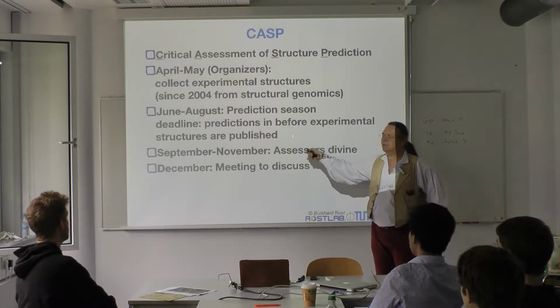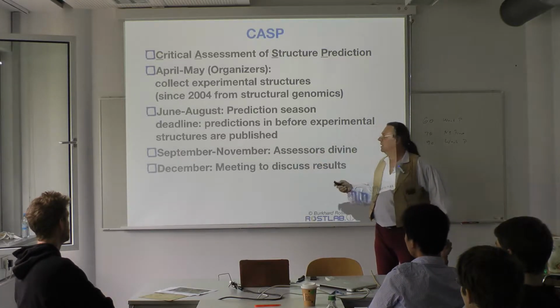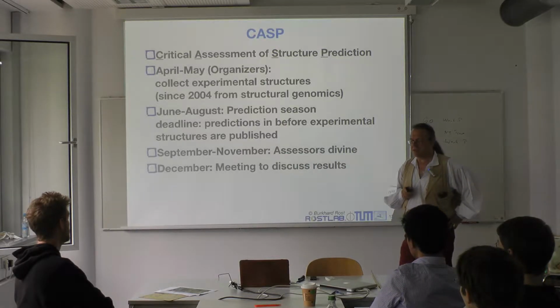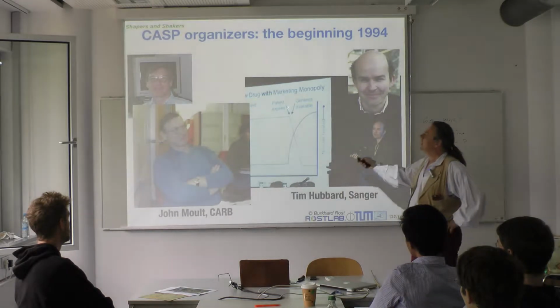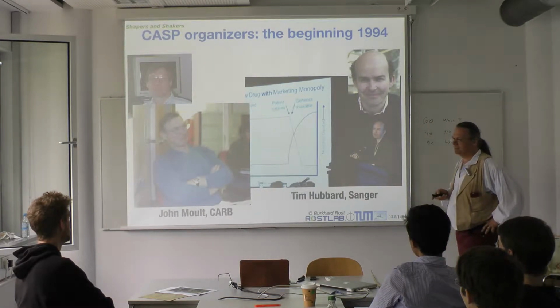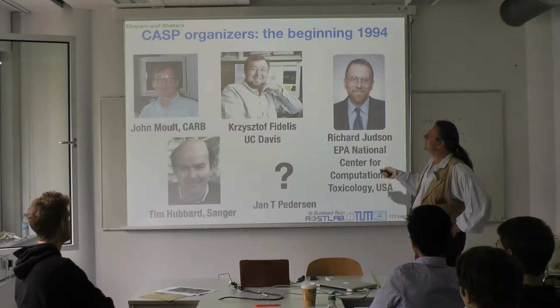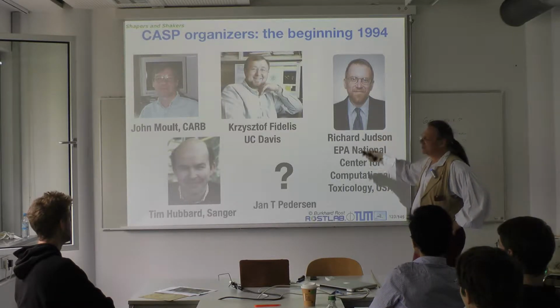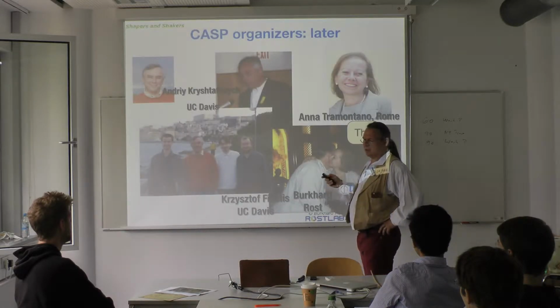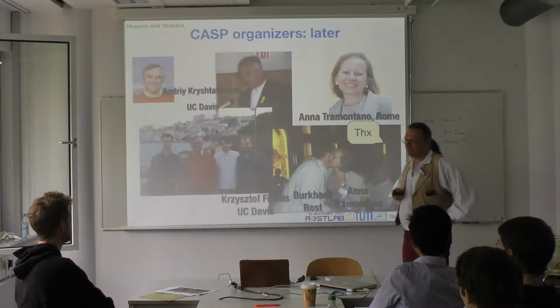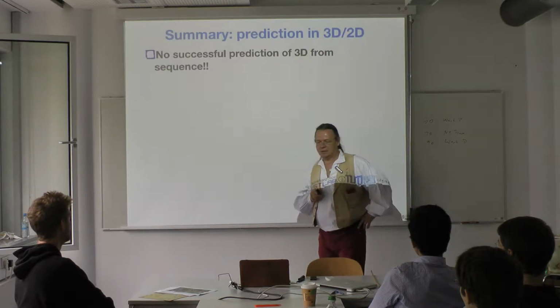Those are put out for predictors. They have 3 months to predict. And then the predictions are assessed, and then there is a meeting to discuss how well the results work. It started with John Moult and Tim Hubbard. So in the beginning there was a team behind it. Christoph Fidelis is still the only one that is left. Today, Christoph and Andre and Anna, a major player, and Thorsten Schwede, who was already there.